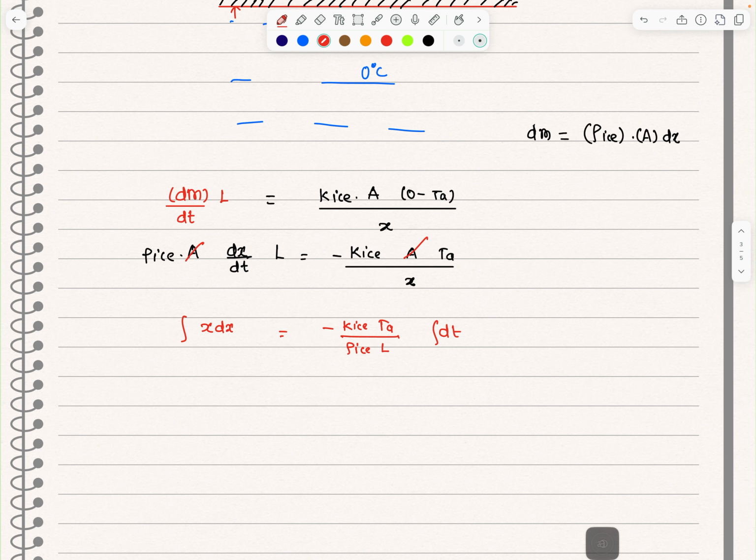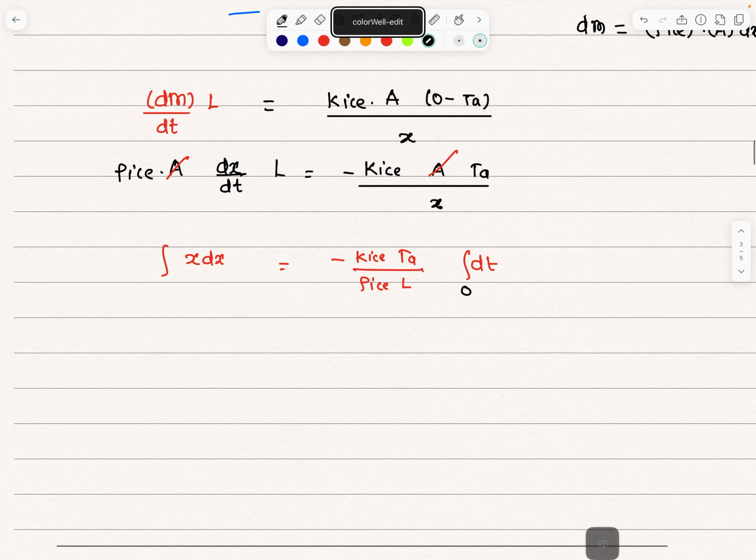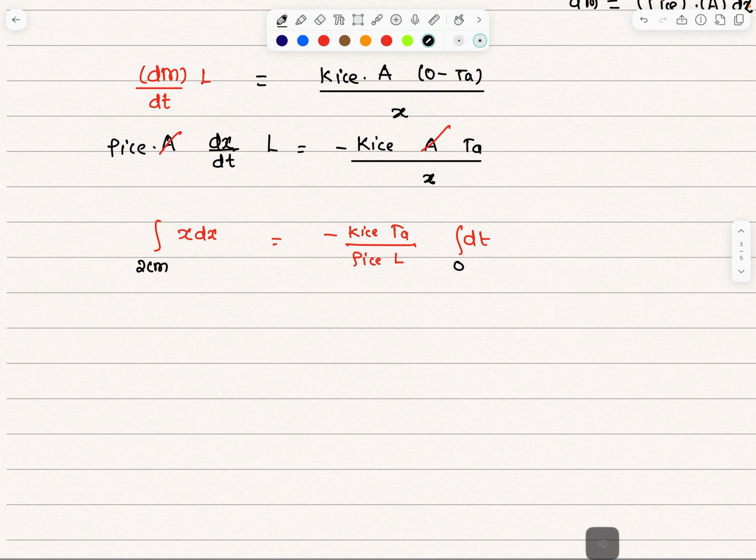Integrate. At t equals 0, this was 2 centimeter. At t equals 1 hour, they are saying it becomes 4 centimeter. It's a very simple integration now. This we can write basically as 1 by 2 x square, and 4 square minus 2 square. We are converting into meter, that is 10 to the power minus 2 into 10 to the power minus 2, so that everything is converted into meter.